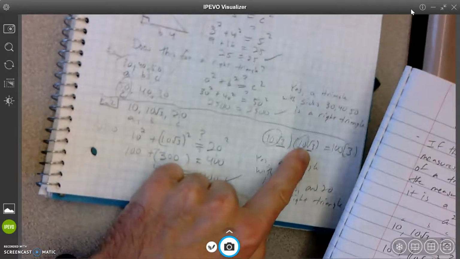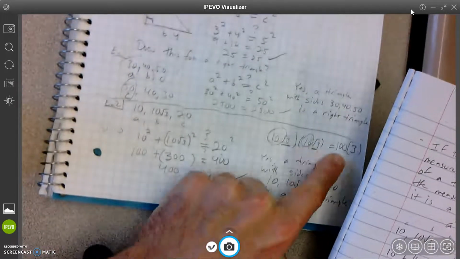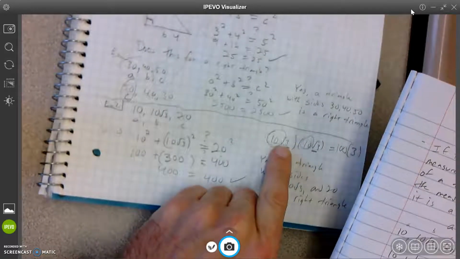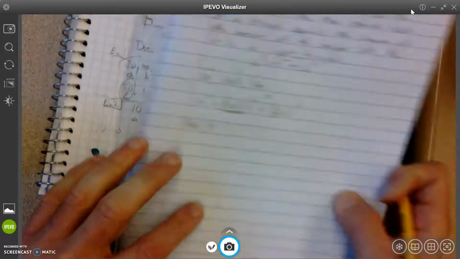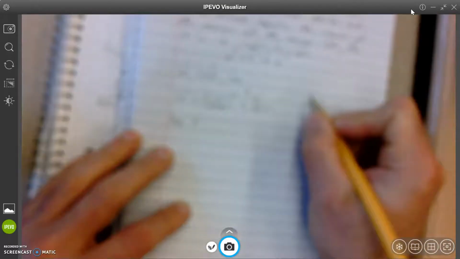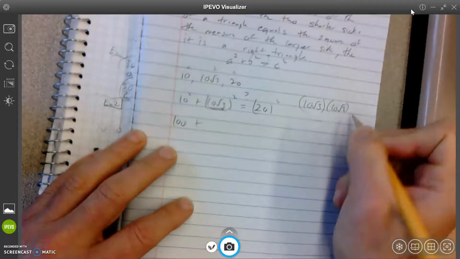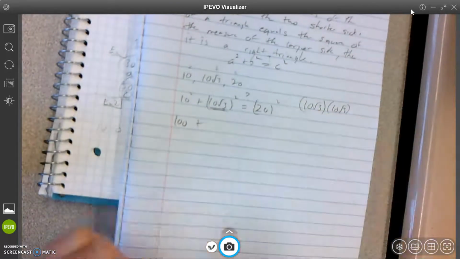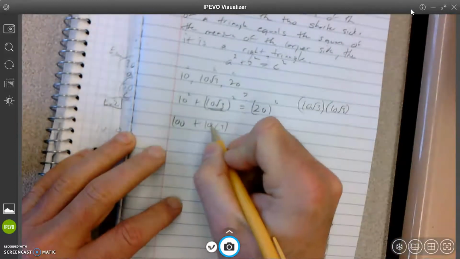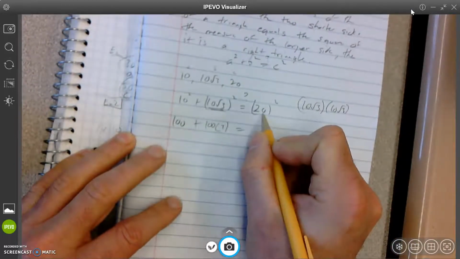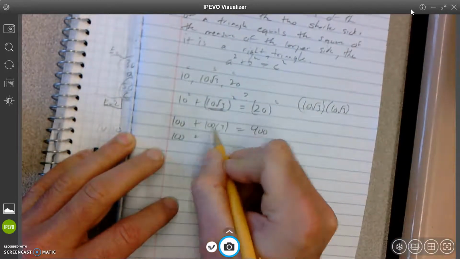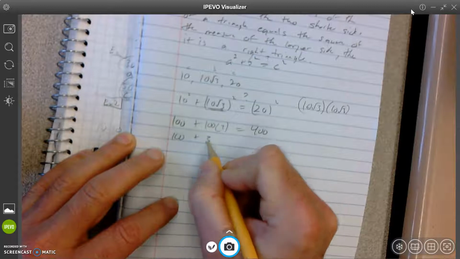10 radical 3 times 10 radical 3. Radical 3 times radical 3 is 3. I remember that, because a radical times itself is the number inside. 10 times 10 is 100. So that's going to be 10 radical 3 times 10 radical 3. Radical 3 times radical 3 is 3. 10 times 10 is 100. 20 times 20 is 400. So it's 100 plus 100 times 3, which is 300.